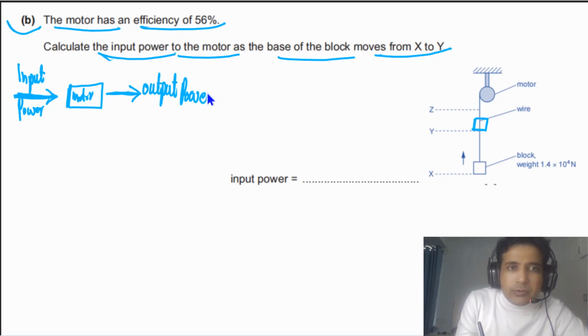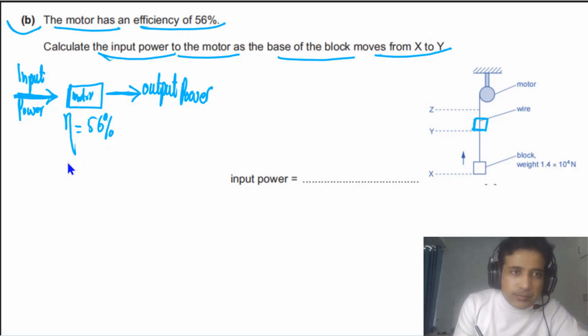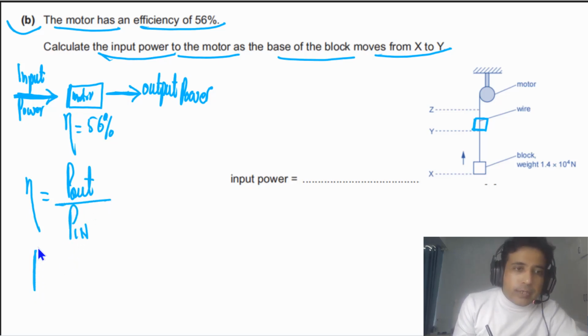And efficiency of this motor is given to us. Efficiency of this motor is equal to 56%. So this is efficiency of this motor. Now we can write down efficiency. Efficiency will be equal to P output, means the P out divided by P in, means the input power. And we need to calculate in this case P in. So P in simply is equal to P out divided by the efficiency of the motor.